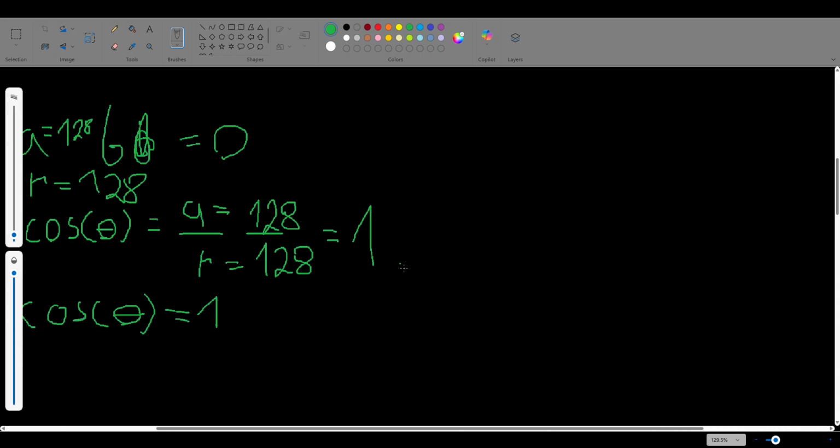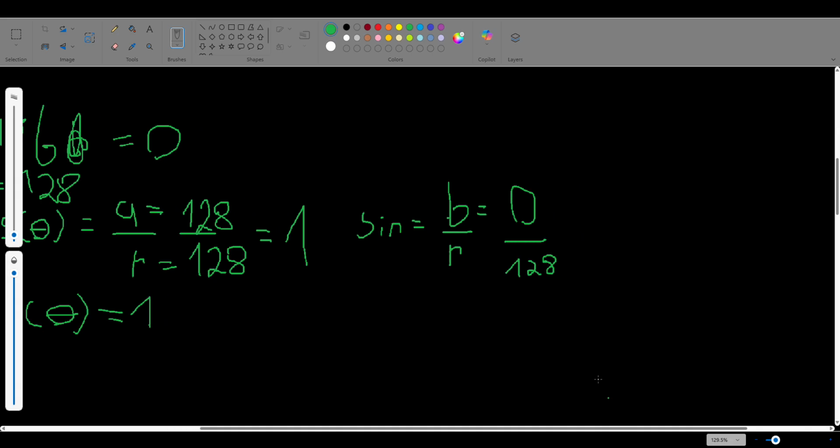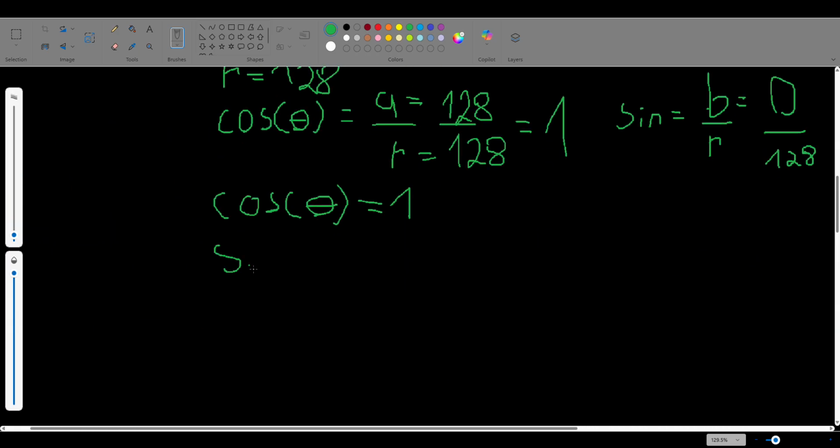Now, to find sine, it's very similar. We take the imaginary part, which in this case is b, which in this case is 0. We divide it by the modulus r, which in our case is 128. So our sine theta is equal to 0 divided by 128, aka 0, right?